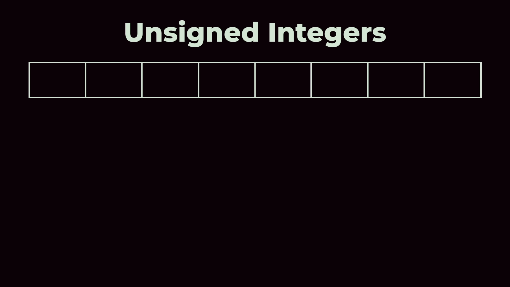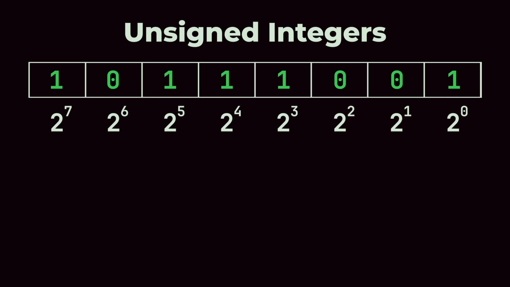So if we have a byte like this and we want it to represent an unsigned integer, we can convert it as follows. First, we need to know that each bit represents a power of 2. The single bits then determine whether the corresponding power of 2 contributes to the value or not.